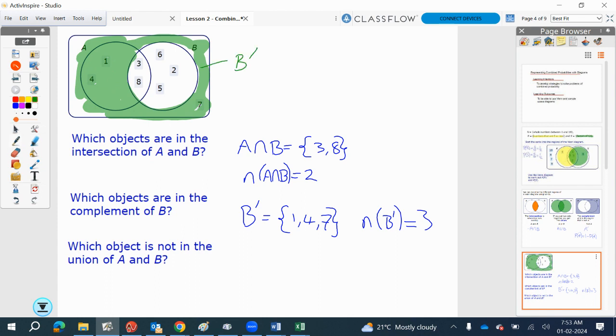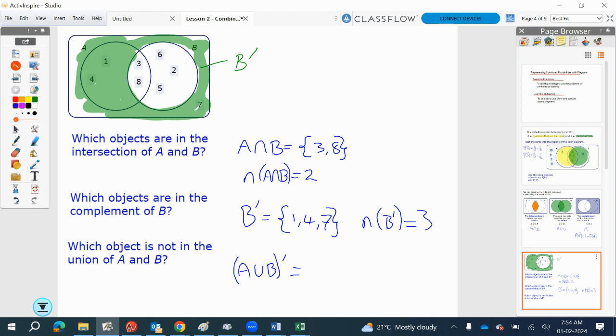That's B complement. Which object is not in the union of A and B? Not in the union of A and B. Let's see how we write that. This is what causes the problems. So we want the union of A and B, A union B, and then we want everything that's not in that. Everything that's not in the union of A and B.